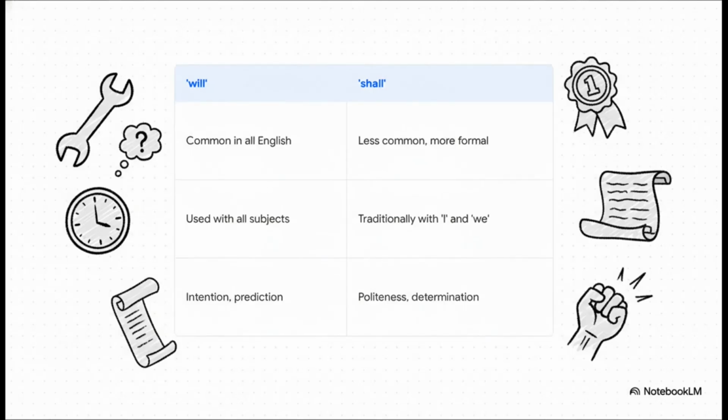So let's just quickly summarize the whole will versus shall thing. Think of will as your everyday, all-purpose multi-tool. You can use it for anything. Shall, on the other hand, is like a specialty tool you pull out when you want to sound extra formal, extra polite, or really determined, especially with I and we.